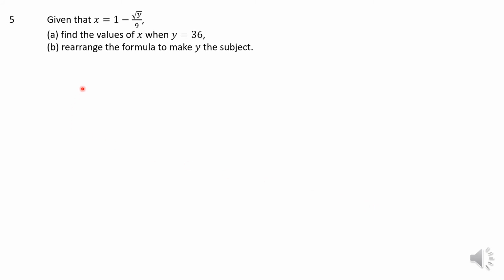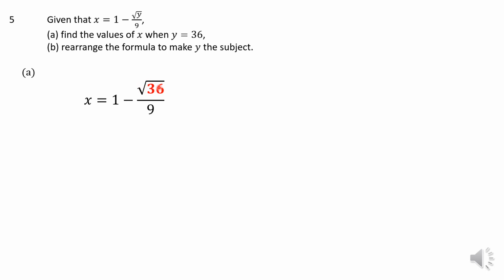Right, question 5 deals with a value of substitution. The first one, you have to substitute. That means we have to take out that value of y, and we have to substitute with 36 in order for us to find what the x will be. Suppose y is 36. Also worth noting, they are using a square number here, because the square root of a square number will definitely be a whole number.